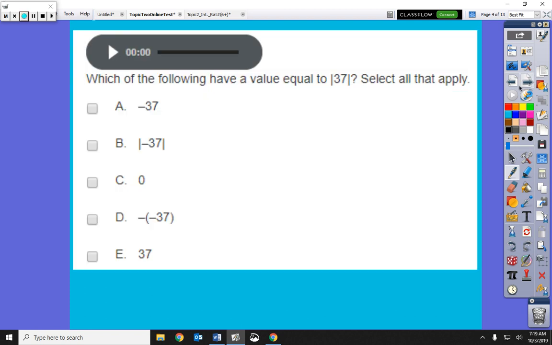All right, next one. Which of the following have a value equal to the absolute value of 37? This is a way to write the absolute value. How far is 37 from 0? Well, it's 37 units away. First of all, this is 37, but absolute value can be negative.